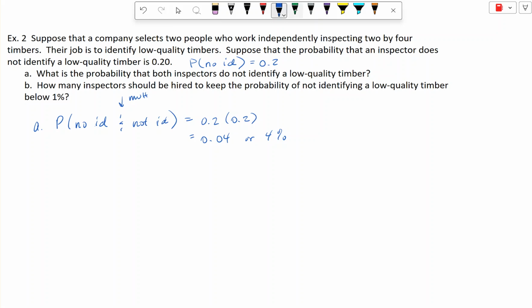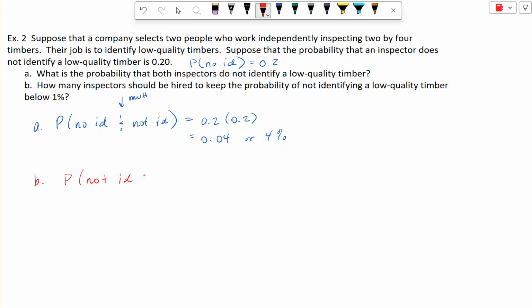The second part of this question is a little bit more of something that you could almost just play around with. How many inspectors should be hired to keep the probability of not identifying low-quality timber below 1%? So how many would they have to hire to keep it below 1%? Currently, they're at 4% with 2 inspectors. What if we say we're not identifying, right?